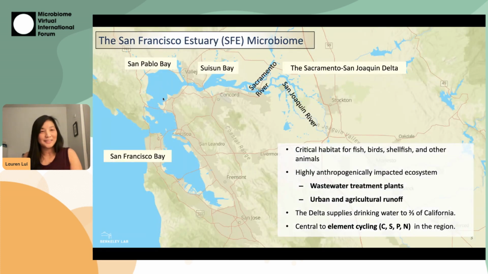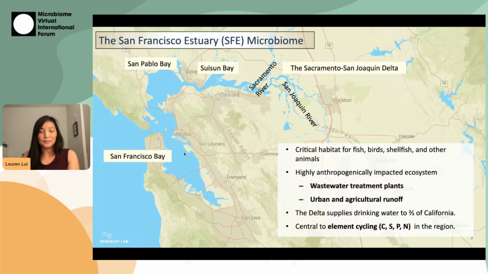As you can tell by the title, the focus is the San Francisco estuary microbiome. I think a lot of you would probably know that there are millions of people that live in this area, and also a lot of wildlife and a lot of animals in the water. But because of the millions of people that live in this area, it's highly anthropogenically impacted, because of the wastewater treatment plants and urban and agricultural runoff.